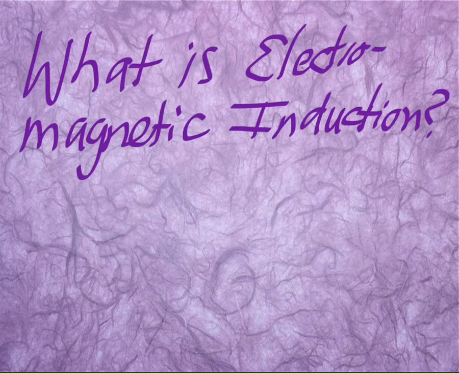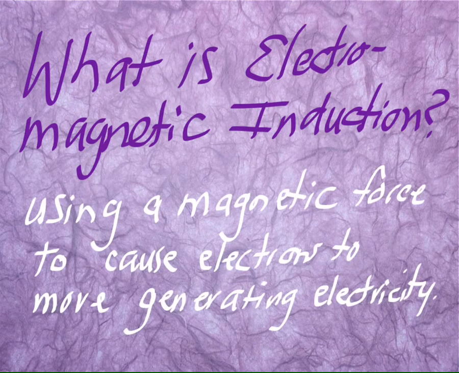Okay? Next. So what is electromagnetic induction? I think I just said that. Using magnetic force to cause electrons to move. And this generates electricity. So when you have electrons moving, you're generating electricity.